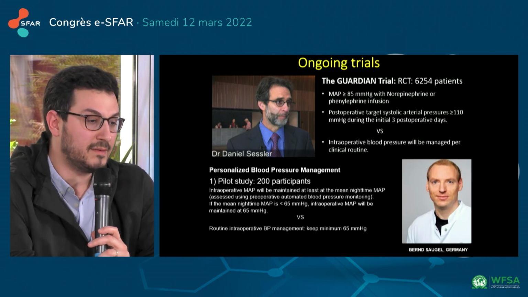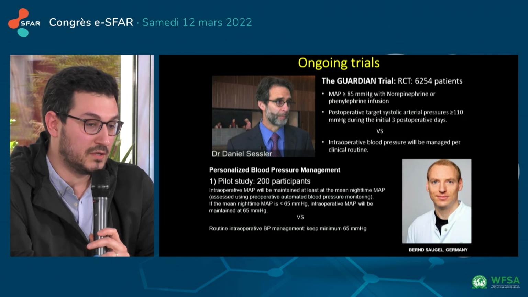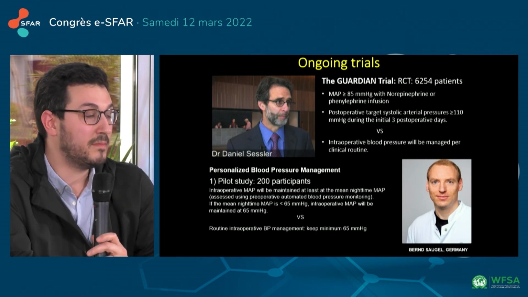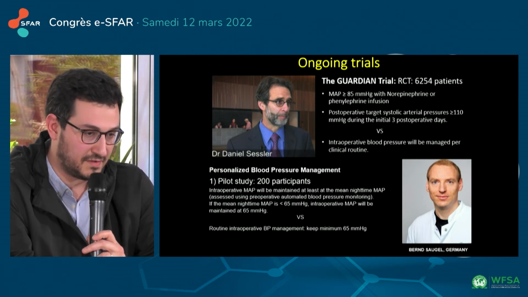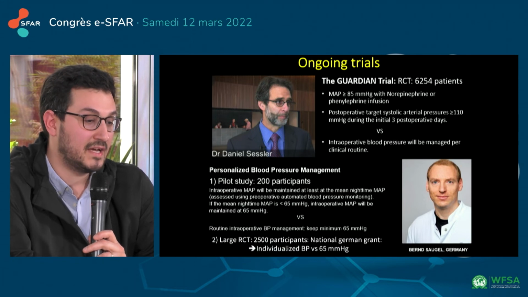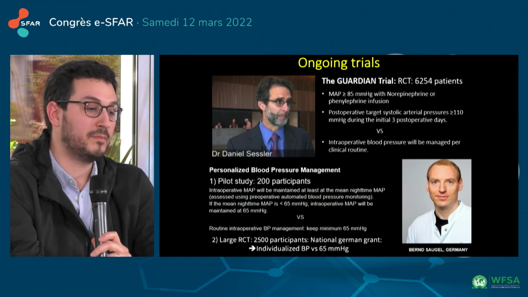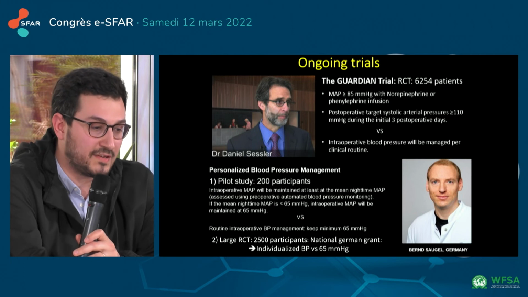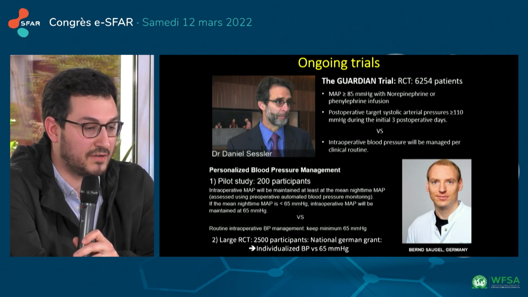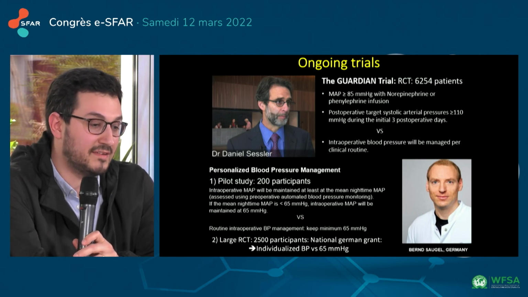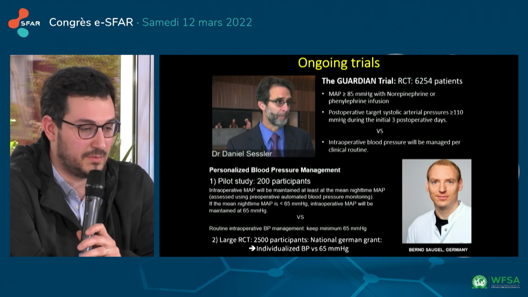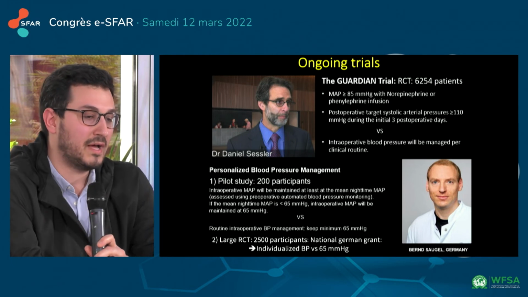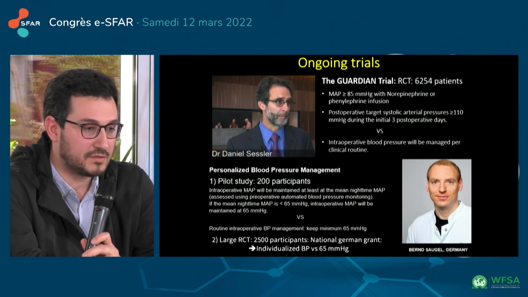And another one, a pilot study by a team in Hamburg, where they tried to compare individualized blood pressure versus a standard of care group at 65. And they have just won a national grant, and they will perform a large randomized controlled trial including 2,500 patients randomized to an individualized blood pressure target versus 65 millimeters of mercury. So in the years to come, I think we'll have some additional answers on this topic.